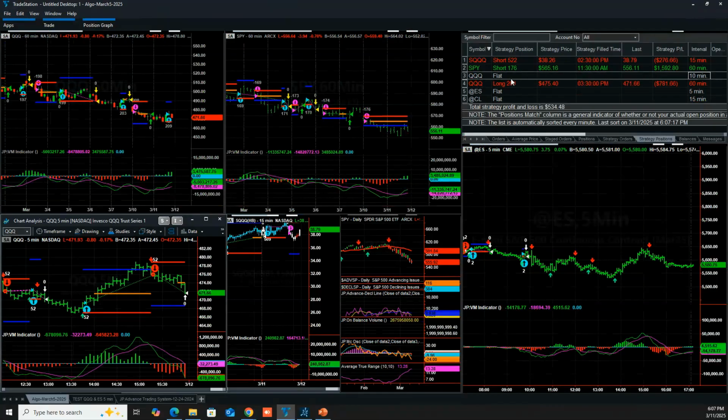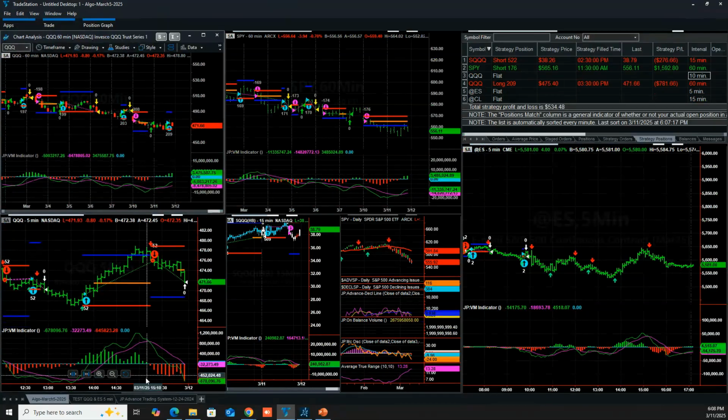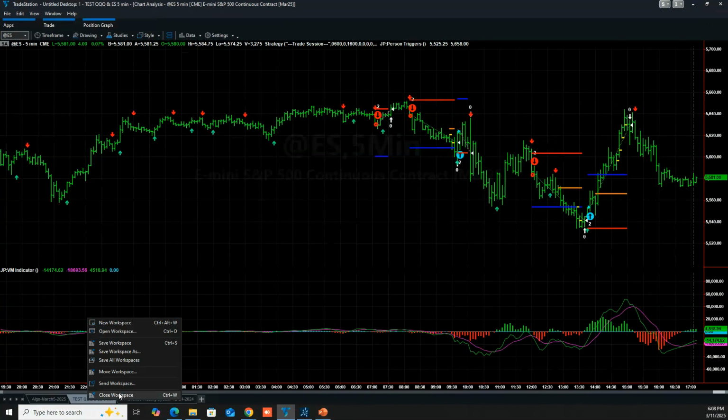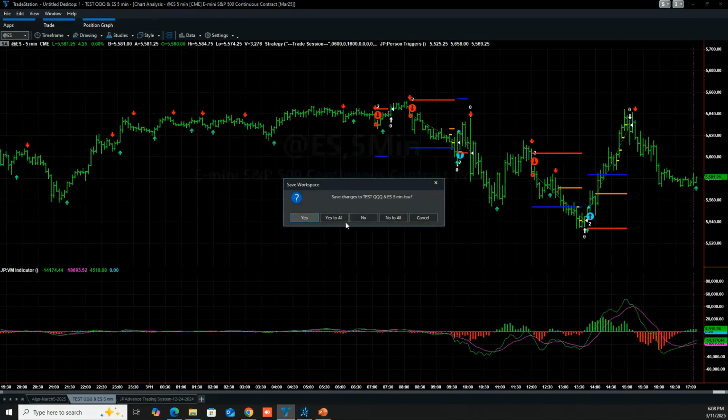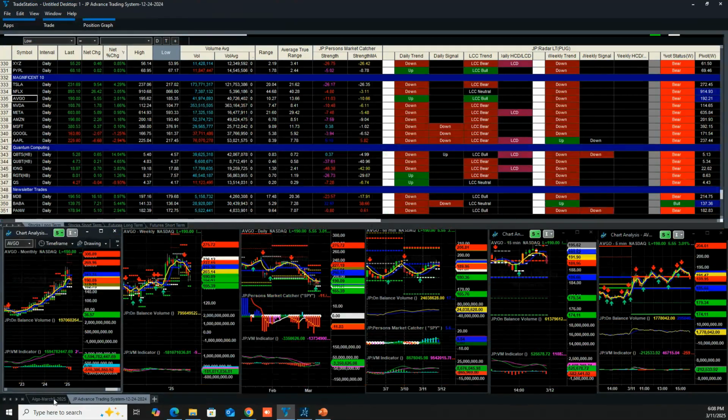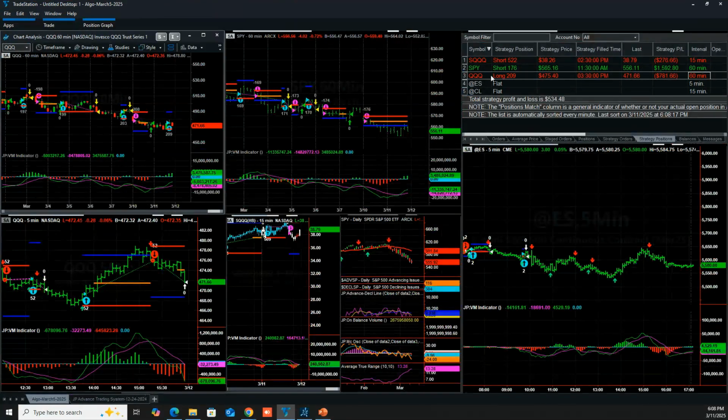And one is the 5-minute model, and one is a 60-minute model. Now, we have another one that should not be running. It's another test model that we're doing on a 10. That's why it says test. So I'm going to just close this real quick. Close the test workspace out. Save changes? No, we didn't really do anything that needs to be saved. So let's just take a look at what's going on.